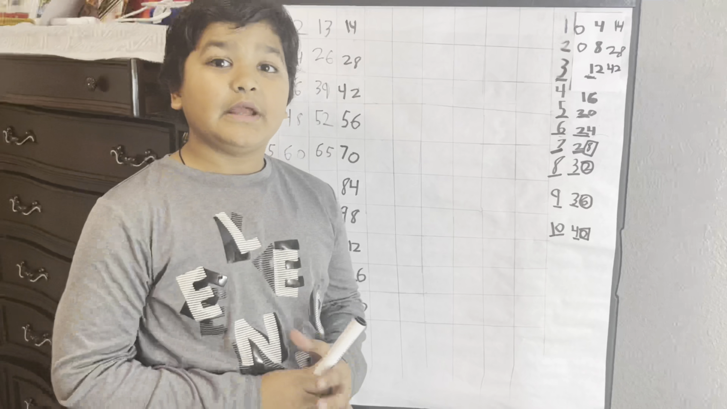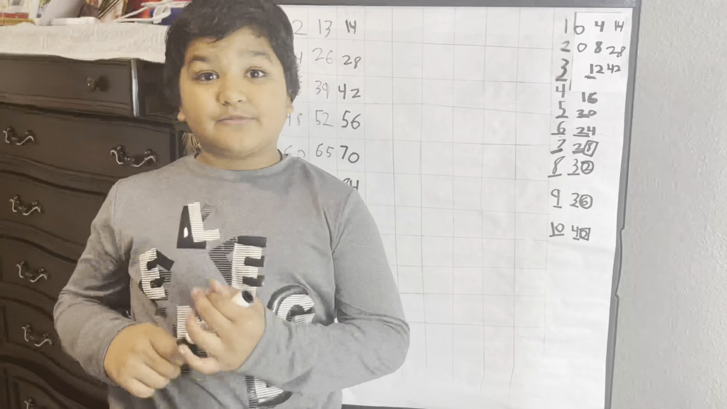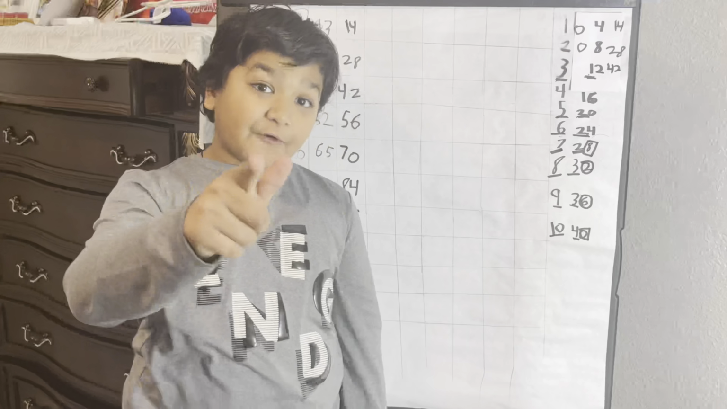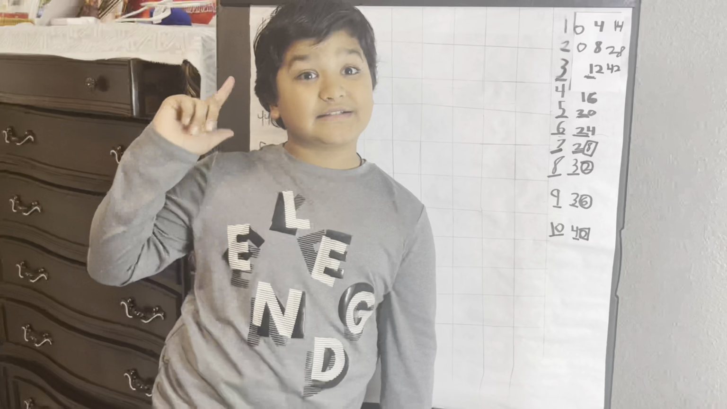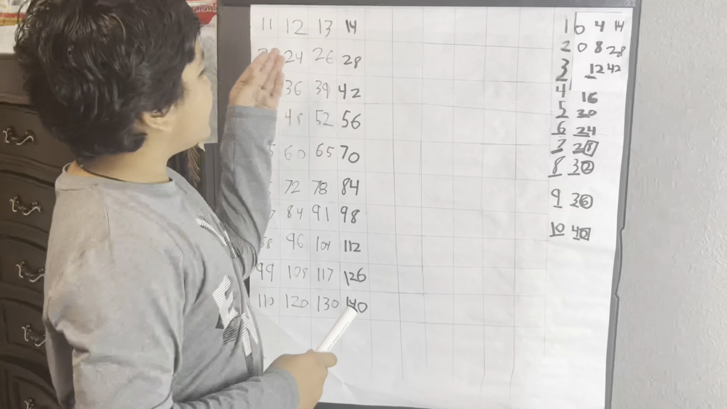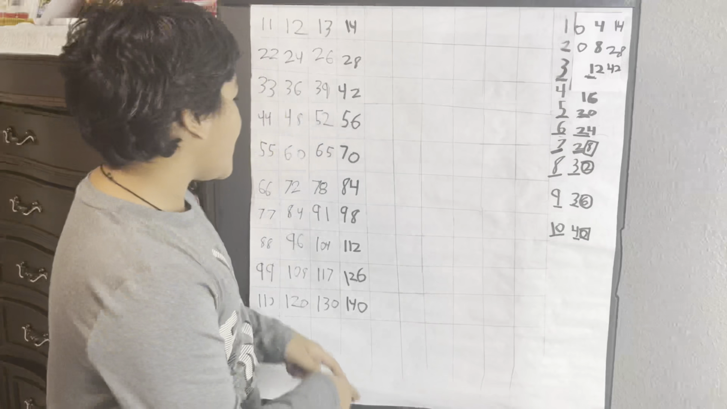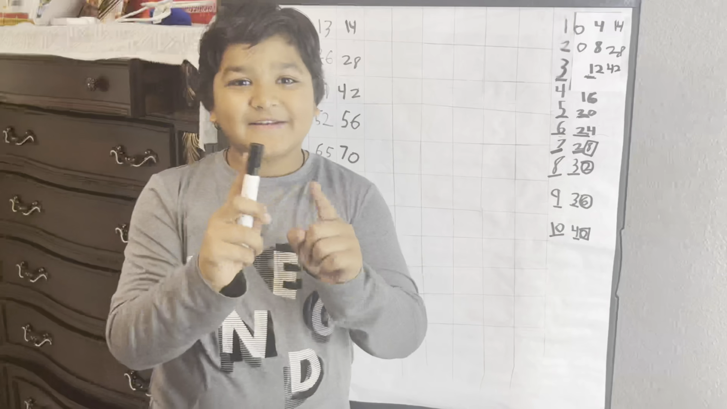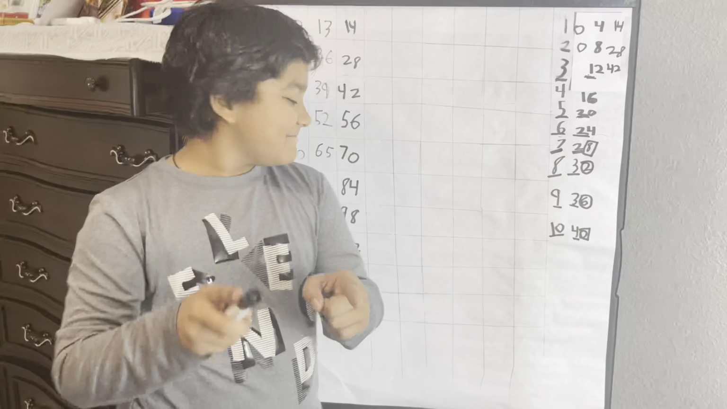So now I'm going to be doing 14 times 1 equals 14. And you guys can follow along at home so you can get this stuck in your brain. 14 times 1 equals 14. Hey, you guys can follow along if you want. 14 times 1 equals 14. 14 times 2 equals 28. 14 times 3 equals 42. 14 times 4 equals 56. 14 times 5 equals 70. 14 times 6 equals 84.